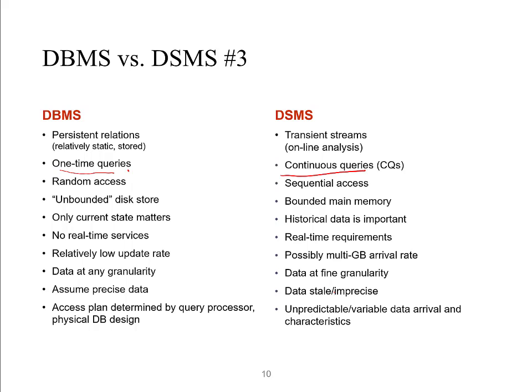So in DBMS, data is cleaned and very well handled. But in DSMS, you would expect a lot of noisy data, right? And the access plan is determined by the query processor and physical DB design. But in DSMS, we have unpredictable or variable data arrival and characteristics. So basically, it means that it is impossible to have an access plan, or the optimal access plan, because you don't even have the true characteristics of the data, right?